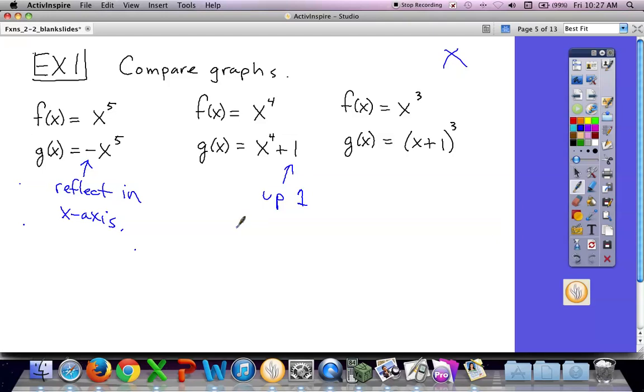Okay, what do we expect is going on in this function? Right, x to the third was actually one of the common functions. What happens because of this plus 1 inside the function? Left 1. Right, so that should be left 1.